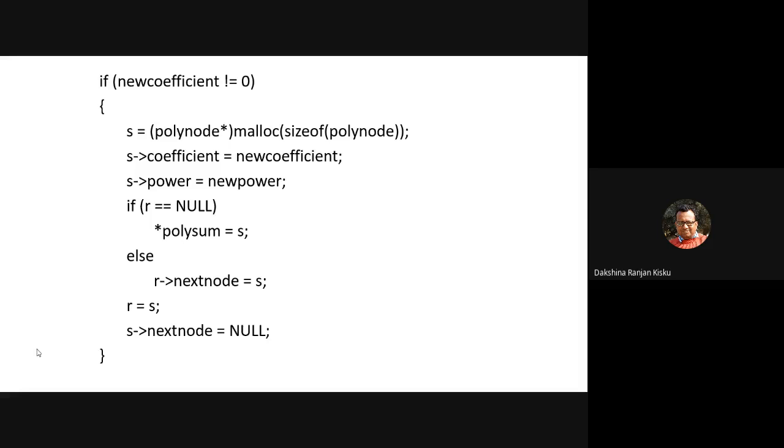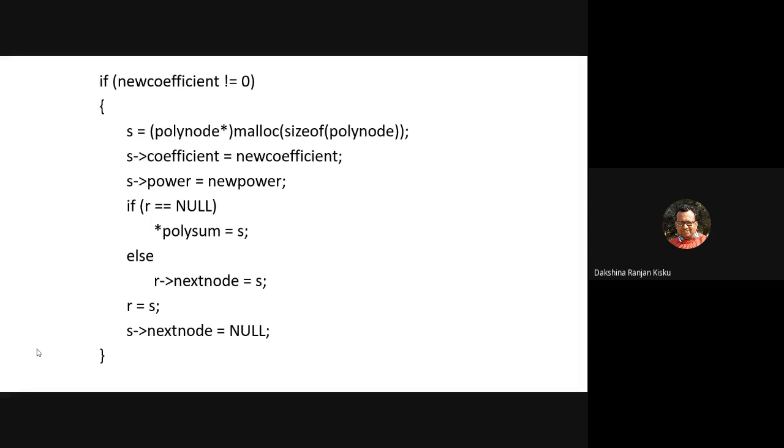Okay, and then what we are doing, we are assigning new coefficient values and new power values to s coefficient and s power. Okay, then we are keeping another check, so that will check whether r is found to be null or not. If r is found to be null, then the node which has been created, having the new coefficient value and new exponent value, we are assigning this pointer to another pointer variable for polysum.